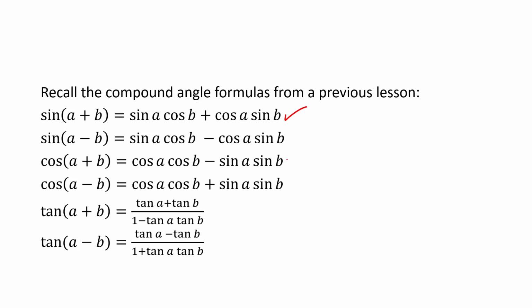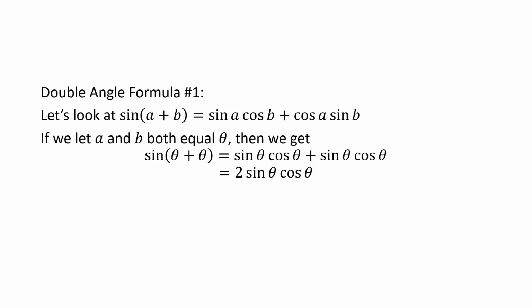We learned 6 compound angle formulas in a previous lesson, and I want to draw our attention to the 3 that I just checkmarked. Every one of those 3, the angle in question is A plus B. Well, imagine if A equals theta and B equals theta. Then A plus B would be theta plus theta, which is 2 theta. And so we'd be coming up with equations for sine of 2 theta, cos of 2 theta, and tan of 2 theta. And that's what we're going to do here in these first few slides.